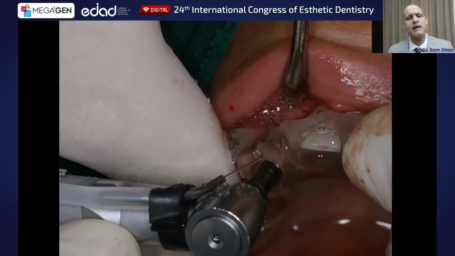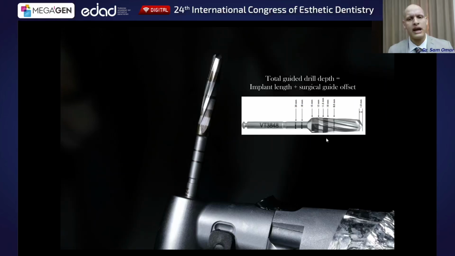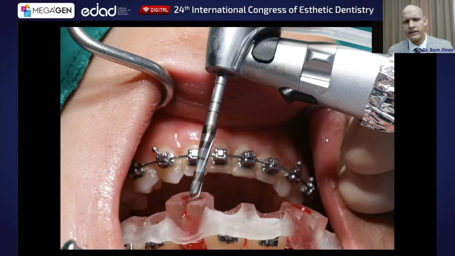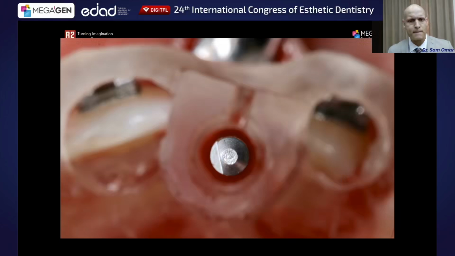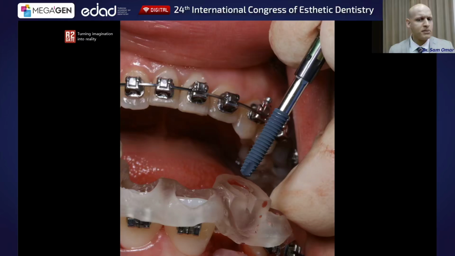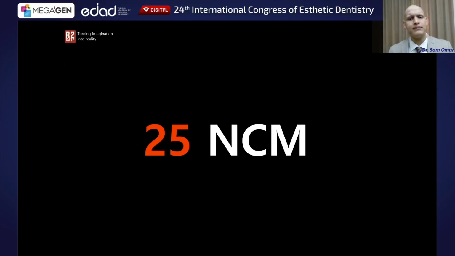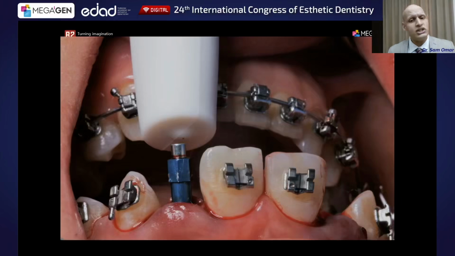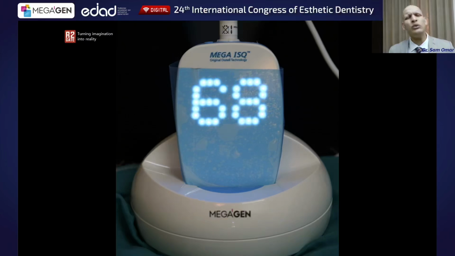Laid a small flap. We've done the drilling through the guide. We even used osseodensification in this case. We placed the implant through the surgical guide, and we got only 25 Newton centimeter. We measured ISQ also for this case, and we got only 68 ISQ.